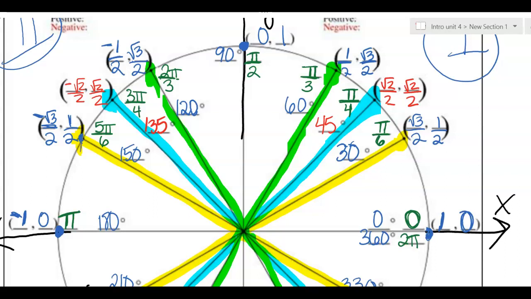So take a couple minutes. You can do it by yourself. You can do it with the person next to you. Fill in what you think the radian measurements would be for the lower half of the unit circle.